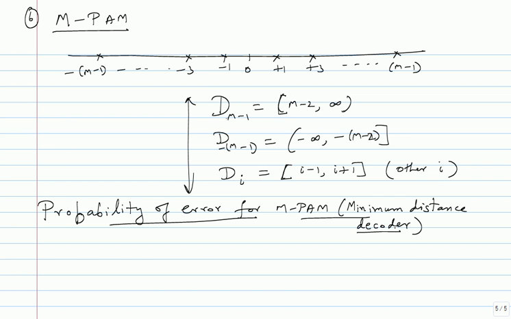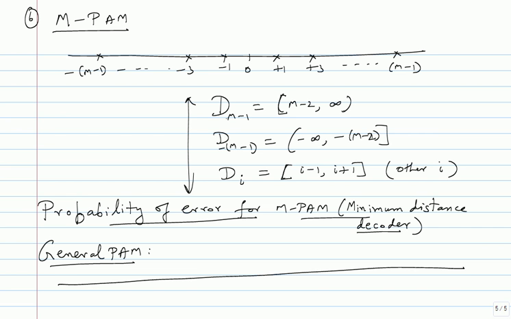One argument I made when I did the PAM was that this root Es, or some factor multiplying the minus 1 and plus 1, doesn't matter. But I want to show that it doesn't matter with probability of error. So that's what I'm going to do in the definition. I'm going to change my PAM to a general PAM where I introduce an arbitrary distance between minus 1 and plus 1. I'm going to say my distance between minus 1 and plus 1 is D.